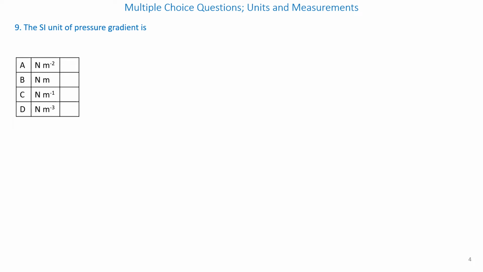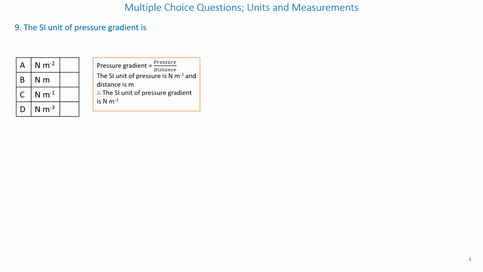The SI unit of pressure gradient is, four options are given. Option A, newtons per meter square. Option B, newtons meter. Option C, newtons per meter. Option D, newtons per meter cube. So let us do some calculations.